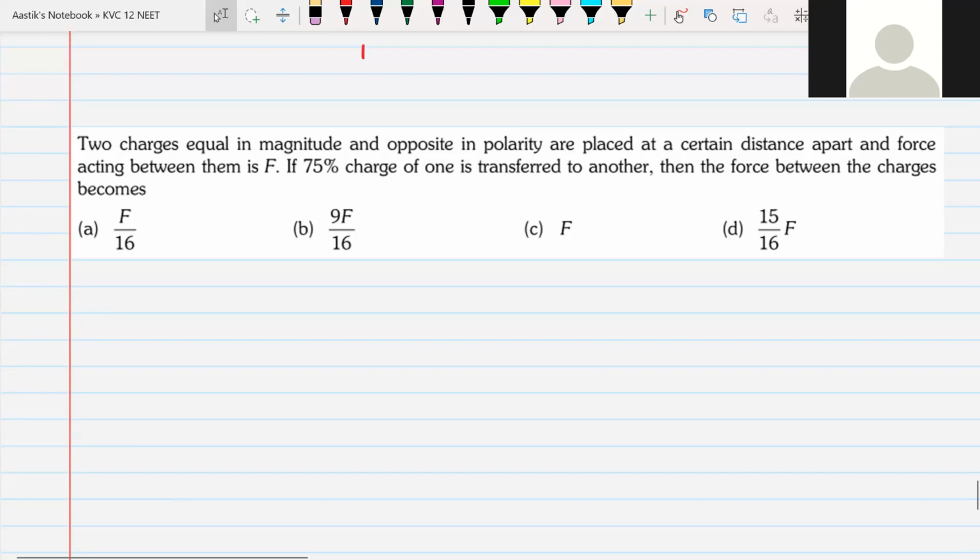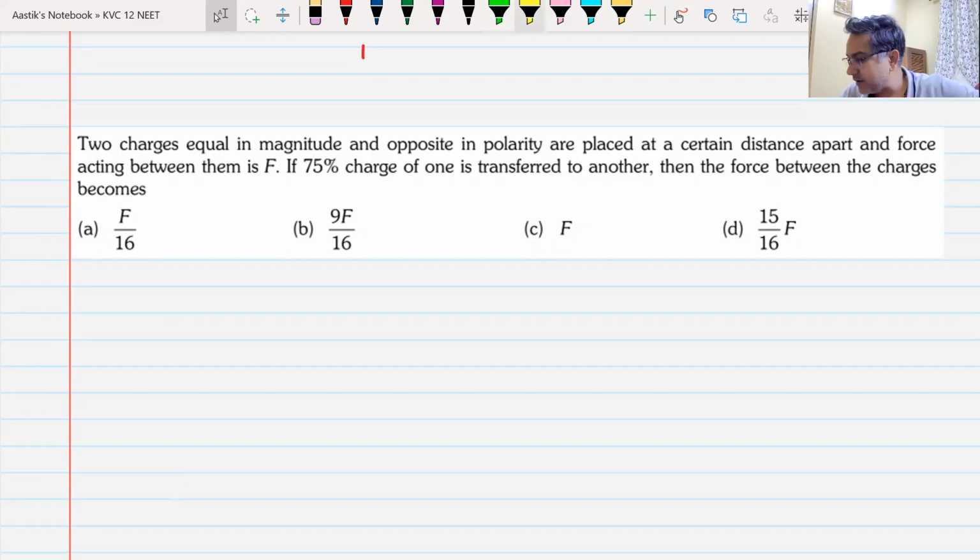Yes, option B, sir. Option B, 9 by 16. It is F by 16, not 9 by 16. F by 16. I hope you have read the question carefully. Two charges equal in magnitude but opposite in polarity.